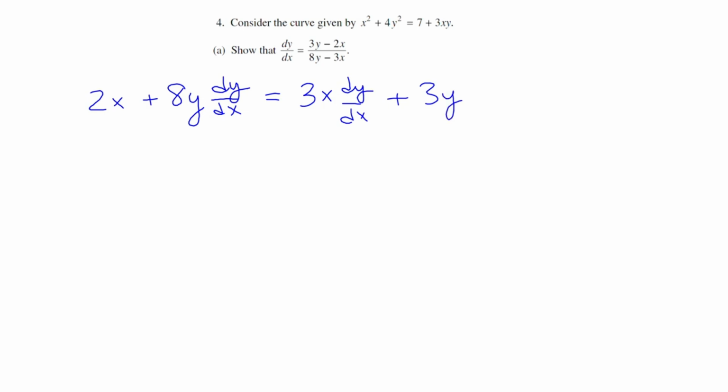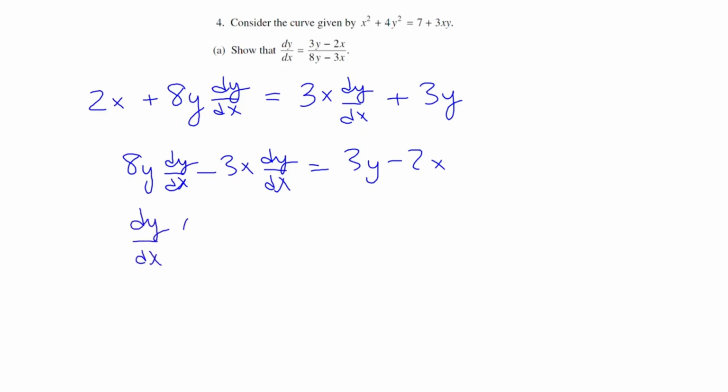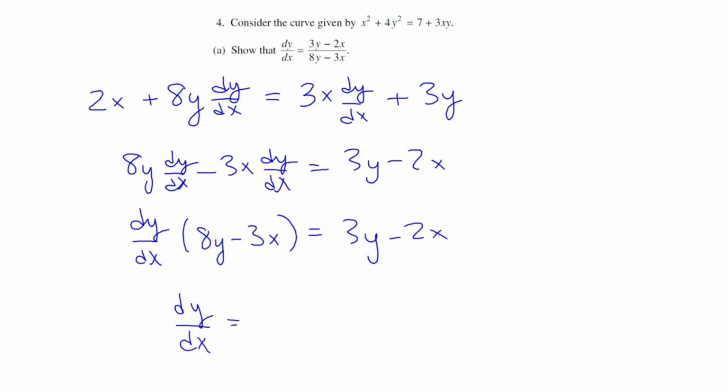And now we will get all of our dy/dx terms to one side and all our other terms to the other side. So we'll have 8y dy/dx minus 3x dy/dx on the left equals 3y minus 2x. We'll factor out our dy/dx, giving us dy/dx times (8y minus 3x) equals 3y minus 2x. And then we'll divide both sides by 8y minus 3x. And that completes the verification that that's the derivative.